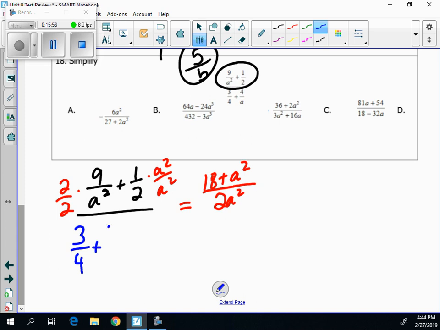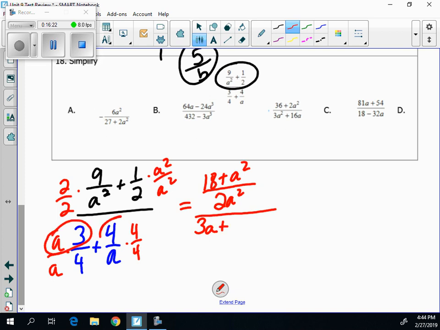So now we have to get like denominators again. So it's 4 over 4, a over a. And so now we have like denominators, so I'm going to combine the numerators. We have 3a plus 16. It'll be 3a from here plus 16, divided by, and they're like denominators, so we'll just write them down for a.